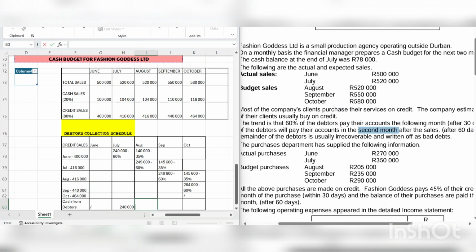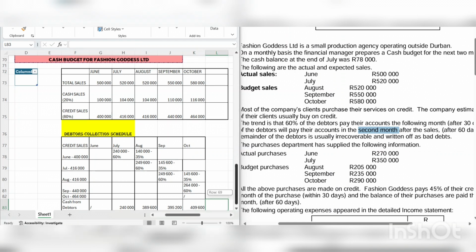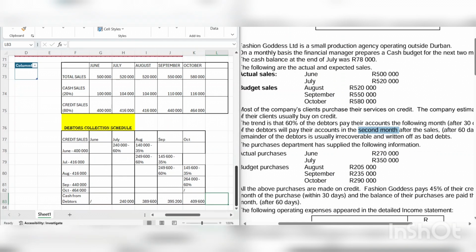Okay, and then lastly, we're going to simply add all of the values. For June, there isn't anything to add. For July, it's just 240,000. For August, we add the two figures up, and it gives us 389,600. For September, we have 395,200. And lastly, for October, we have 409,600.